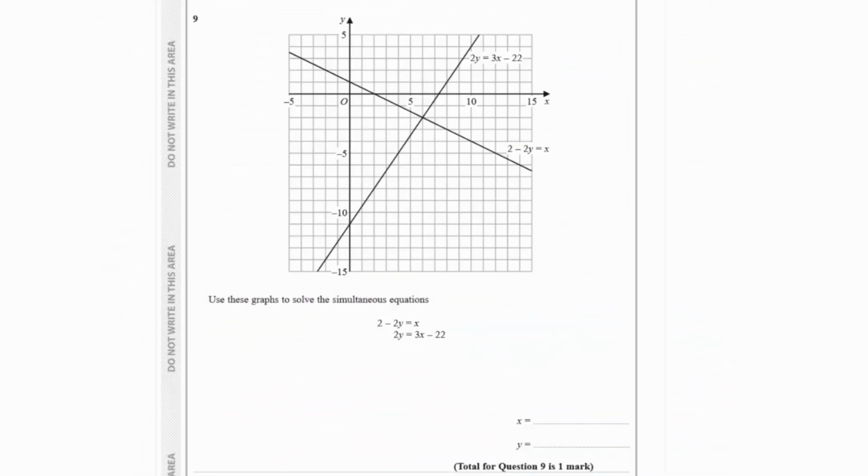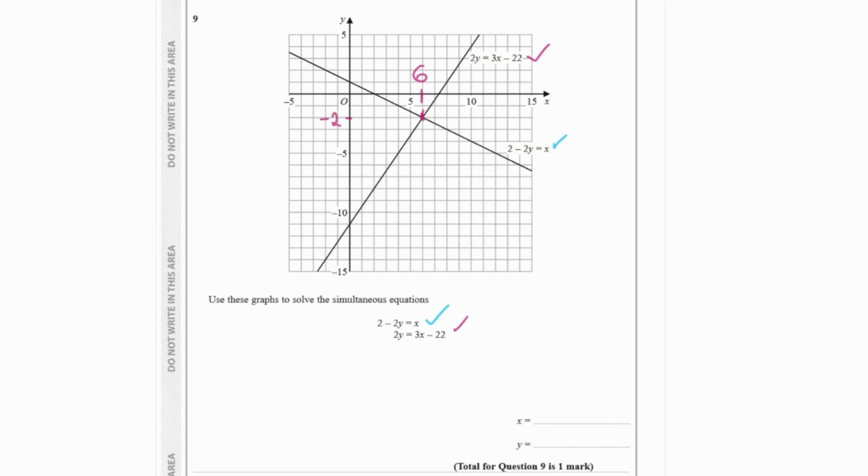Number 9. Use these graphs to solve the simultaneous equations 2 minus 2y is equal to x and 2y is equal to 3x minus 22. Whenever we are solving simultaneous equations graphically, we just need to look at where both the line graphs intersect. So the first line graph has been given to us, and the second line graph has also been given to us. This is the point of intersection, and if we read the x-axis, the x-coordinate there would be 6.